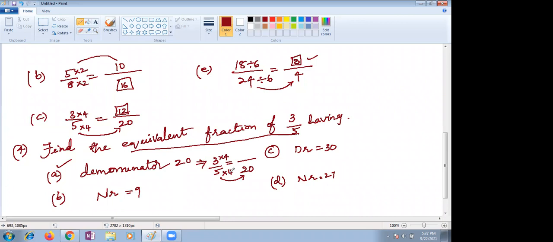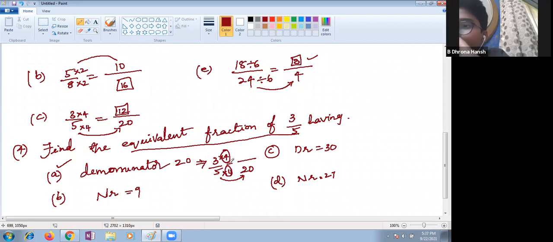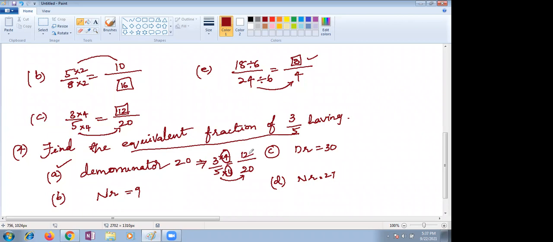Same number, Nana. 5 times 4. If you multiply the up also, you need to multiply with 4 only. Same number you should multiply. Yes, ma'am. 12, ma'am. Very good. 3 4s are 12. That's all. Like that. Next question.